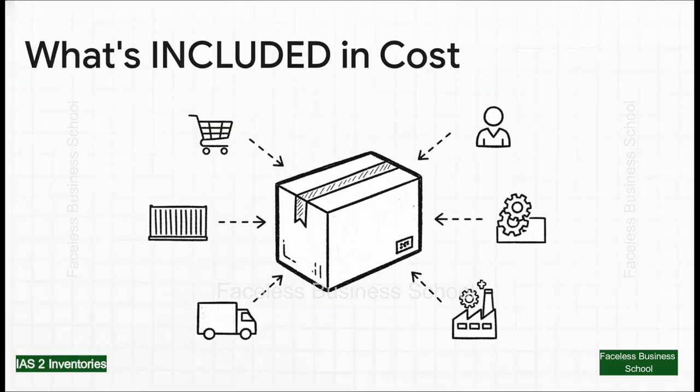So, what actually makes it into the cost bucket? Well, it's not just the price tag. Here's a good way to think about it. Any cost that was essential to get the inventory to its current location and condition, well, that gets included. So yeah, that's the purchase price. But it's also things like import taxes, shipping fees, and if you're a manufacturer, you're talking about direct labor and a fair share of your factory overheads.